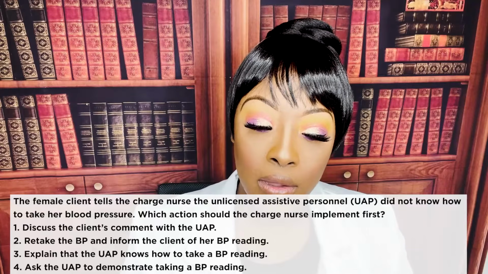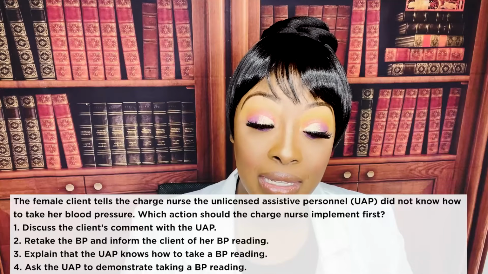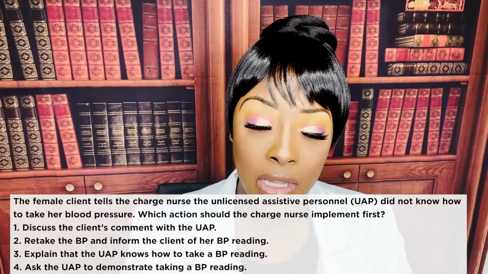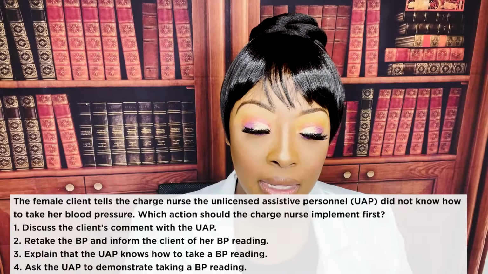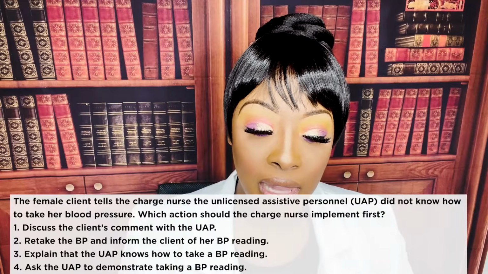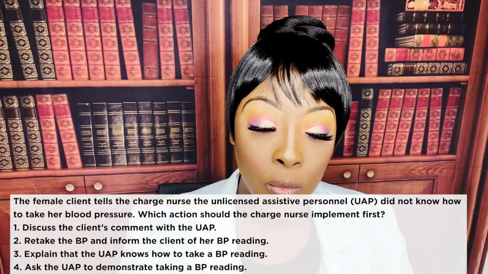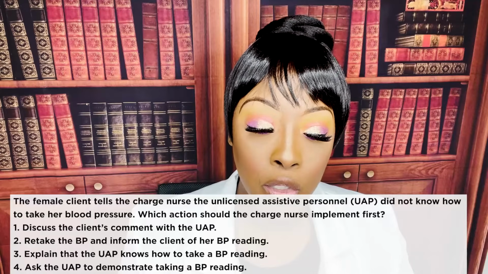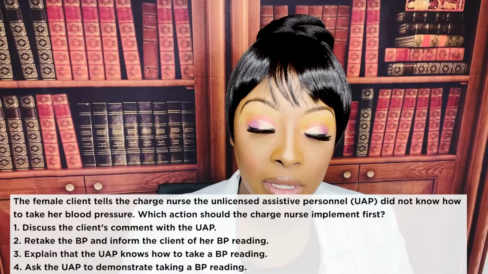The female client tells a charge nurse that the UAP did not know how to take her blood pressure. Which action should the charge nurse implement first? 1, discuss the client's comment with the UAP. 2, retake blood pressure and inform the client of her blood pressure reading. 3, explain that the UAP knows how to take a blood pressure reading. 4, ask the UAP to demonstrate taking a blood pressure reading.